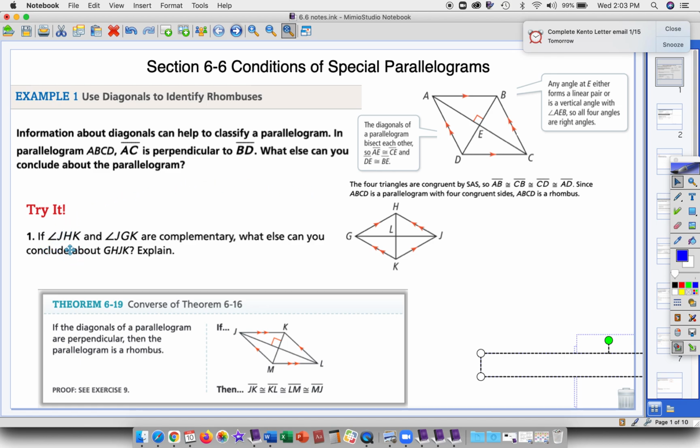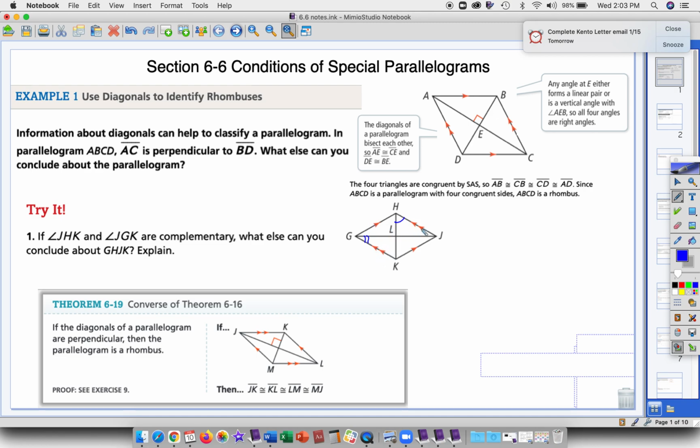Okay, try it number 1. If angle JHK and angle JGK are complementary, what else can you conclude about GHJK? So let me mark off those angles. So we have GHK, that's this angle, and JGK, this angle here. Okay, so if those are complementary, what else can we conclude?